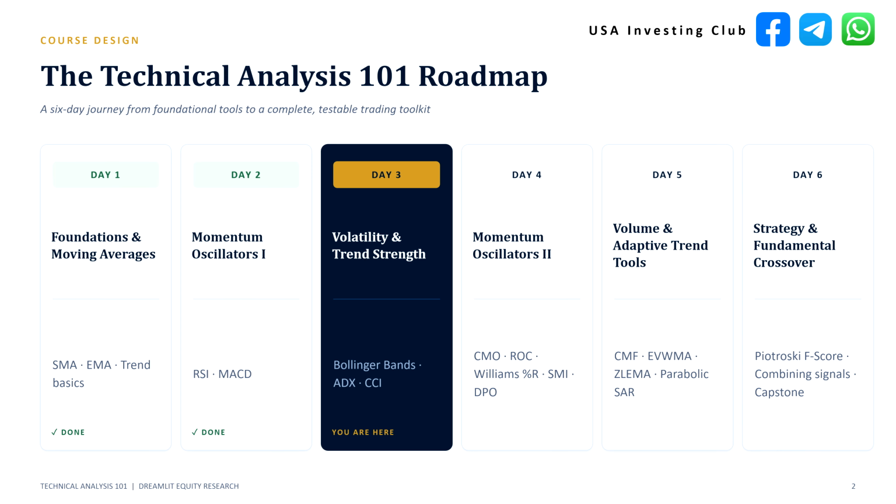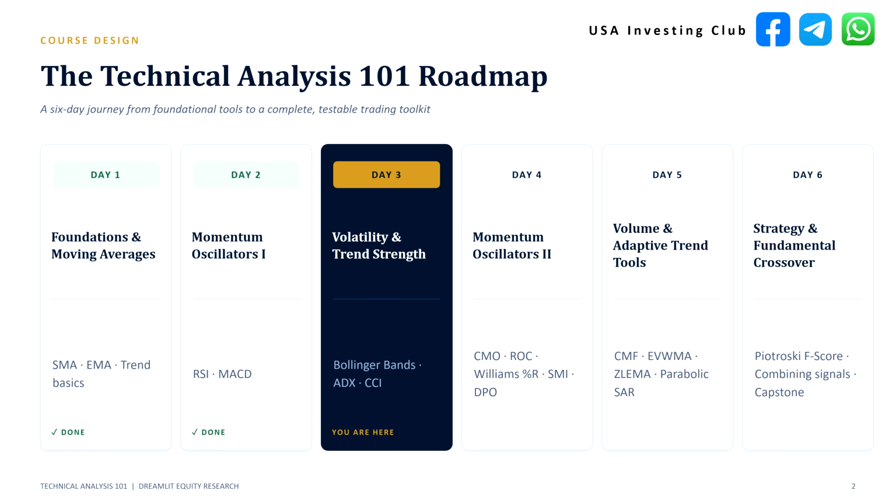A quick reminder of where we sit in the 6-day arc, because volatility only makes sense in light of what came before it. Day 1, complete, gave you foundations and moving averages, the simple and exponential moving averages and basic trend concepts. Day 2, complete, gave you momentum oscillators 1, RSI, and MACD. Day 3, where we are right now, is volatility and trend strength, Bollinger Bands, ADX, and the commodity channel index.